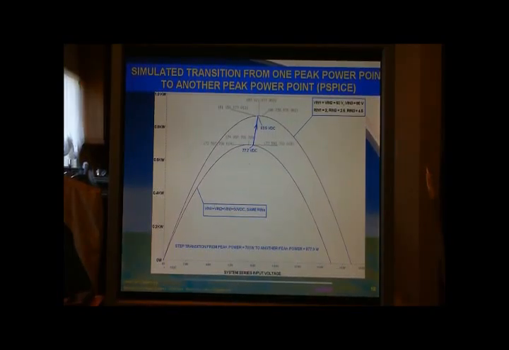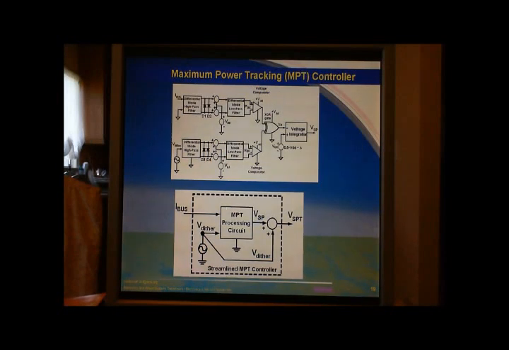Overall, this slide shows the step transition from a peak power level of 701 watt to another peak power of 877.9 watt. This slide shows how the maximum power tracking controller works.